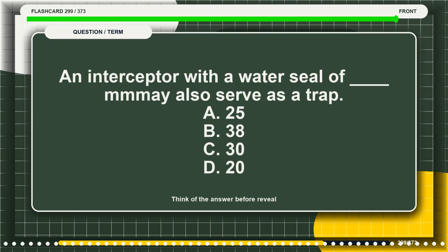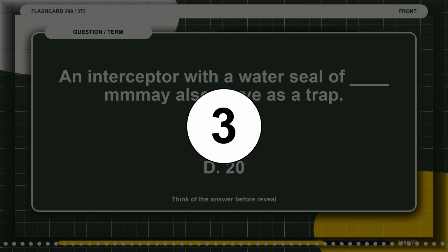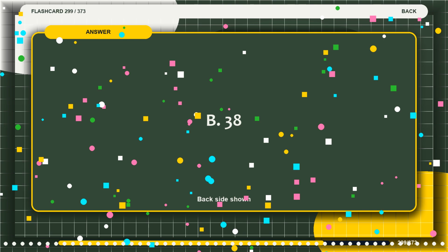Flashcard 299. An interceptor with a water seal of blank mm may also serve as a trap. A. 25. B. 38. C. 30. D. 20. Think of the answer before the reveal. The answer is B. 38.